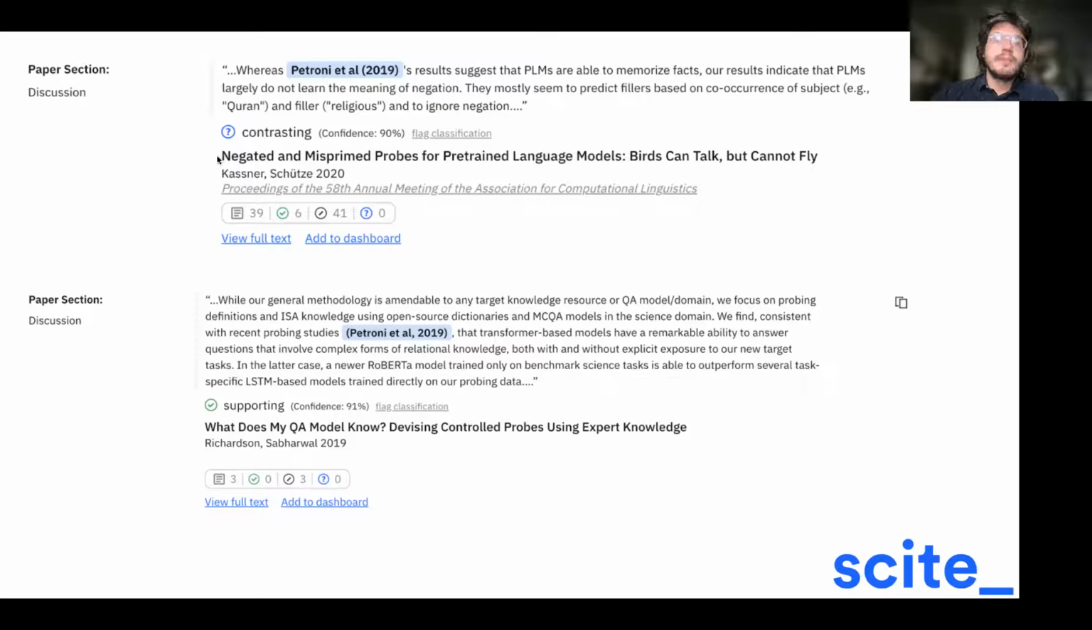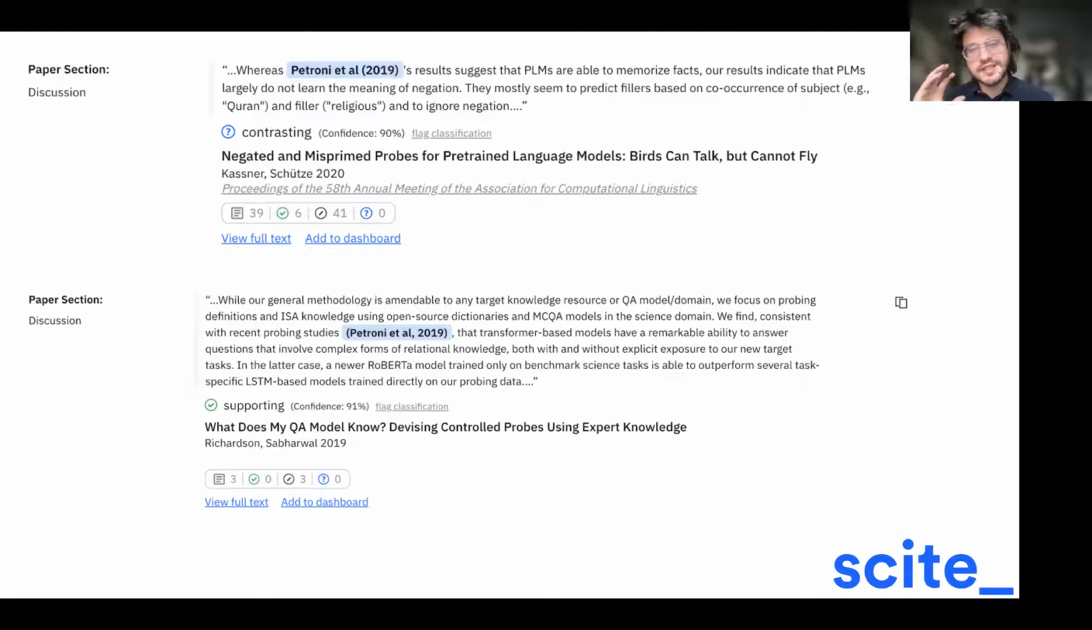It's just that in this paper, quite well known now, Negated and Misprimed Probes by Kassner, 2020, the reason they're citing this paper is they're saying, whereas Petroni's results suggest that pre-trained language models are able to memorize facts, our results indicate that pre-trained language models largely do not learn the meaning of negation. So it's not a full dispute of their claim, but it's a dispute of one small ability within this idea of memorizing facts. So that's to give you an idea of what contrasting might mean.